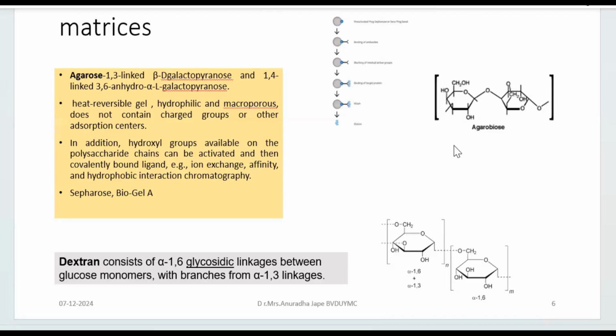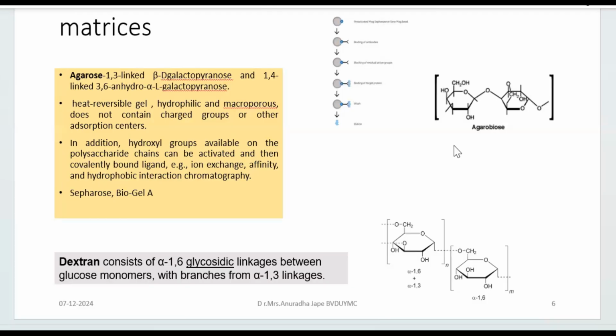The hydroxyl groups which are available on these polymers can be activated. Activation means you can add selected functional groups or ligands and prepare it for variations of column chromatography. When we talk about variations of column chromatography, it is nothing but affinity chromatography, where you add a selective ligand to it, or ion exchange chromatography, where a desired functional group is added so that it can be converted into an anion exchanger resin or a cation exchanger resin, etc.